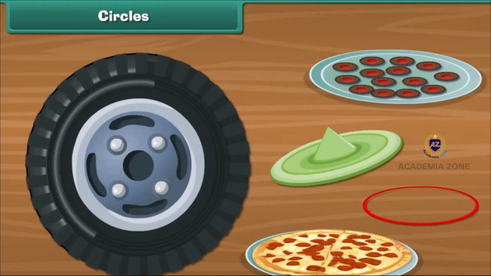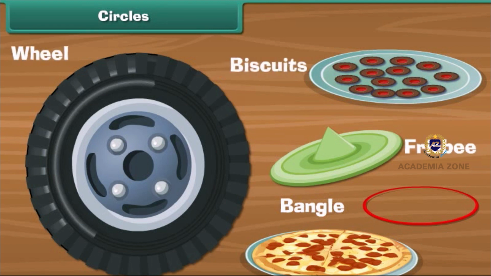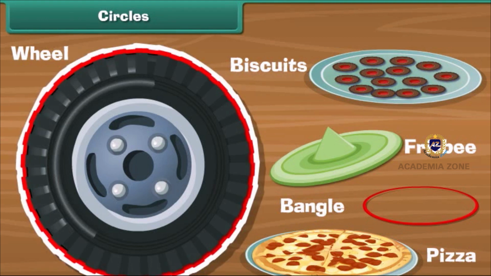Circles. There are many objects here: a bangle, a wheel, a frisbee, a biscuit and a pizza. They all have one thing in common, and that is their shape. All of them are circular in shape. Each one of these objects is a circle.